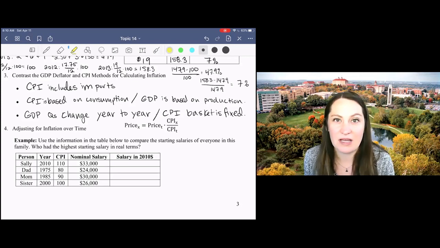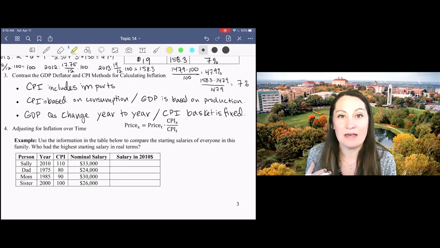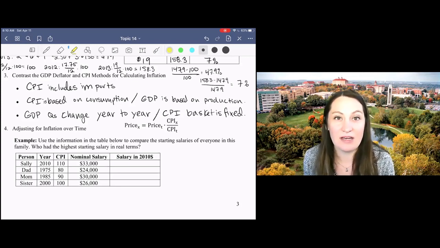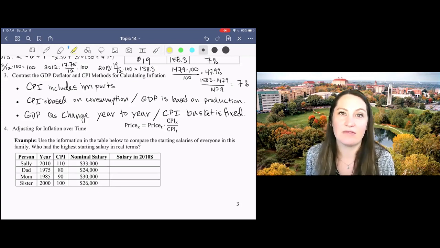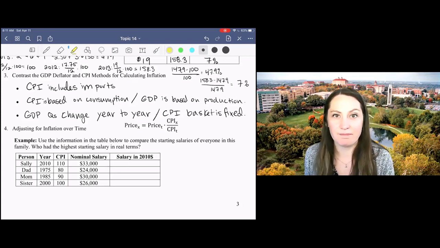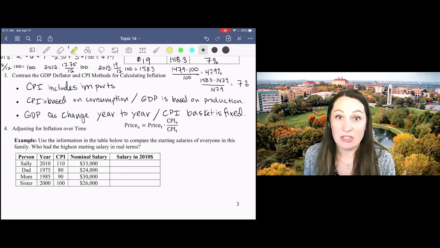Prices go up over time generally, and because of that, we need to always adjust for inflation when comparing the value of different products, incomes, any kind of monetary value. We have to adjust for inflation when comparing over time. So that's what I'm going to show you how to do here.